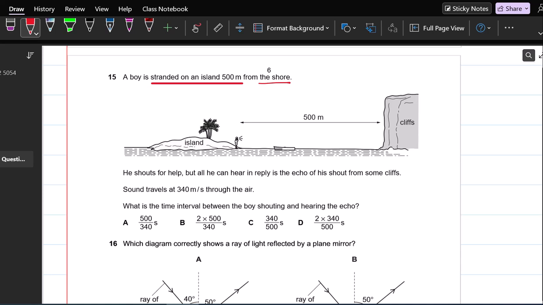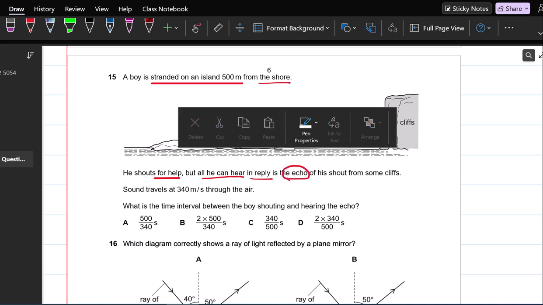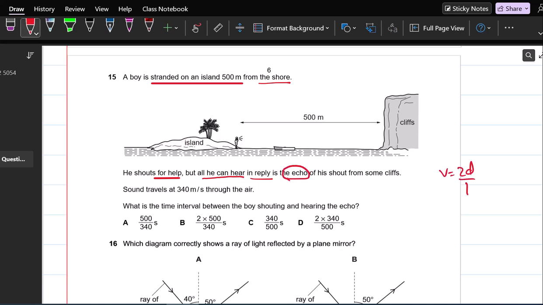A boy is stranded on an island 5 meters from the shore. He shouts for help, but all he can hear in reply is the echo. For an echo, v equals 2d/t, the reflection of the sound of his shout from some cliffs. So here we have cliffs, a solid hard surface.